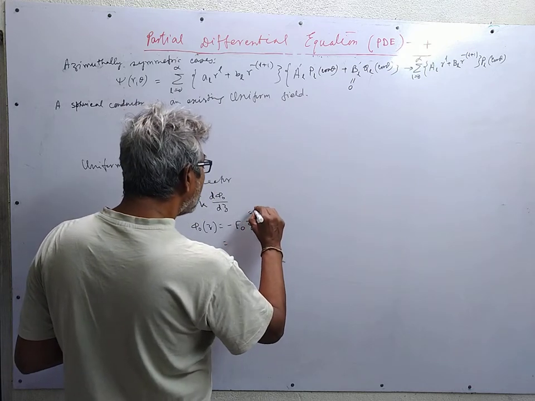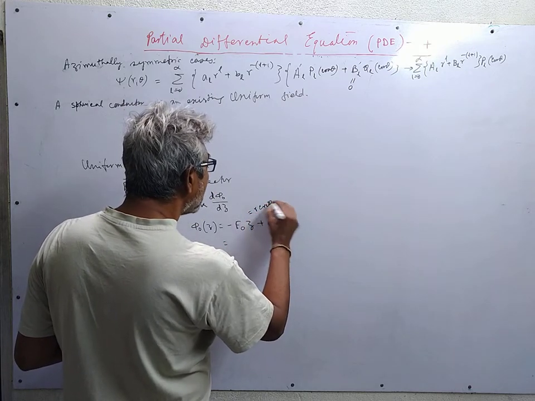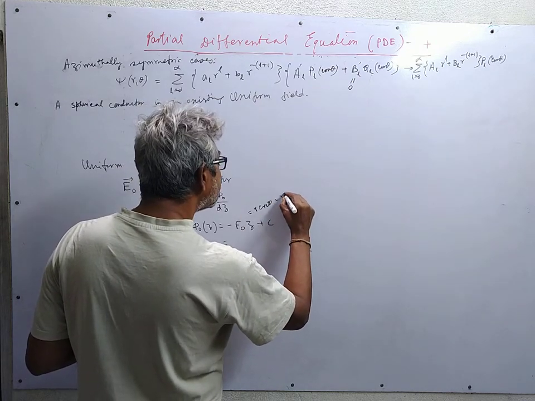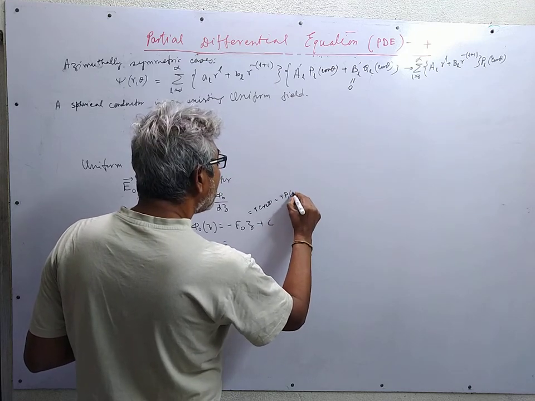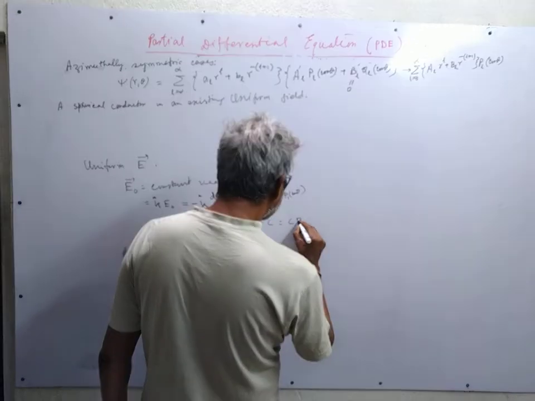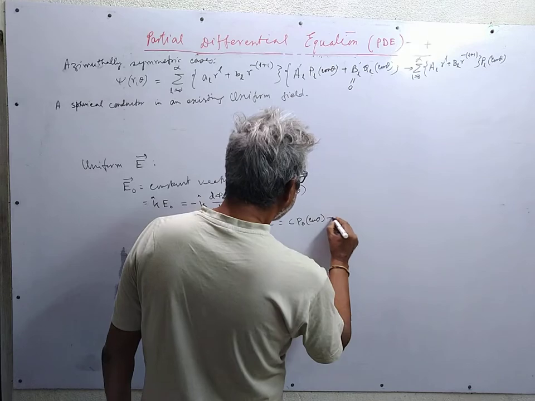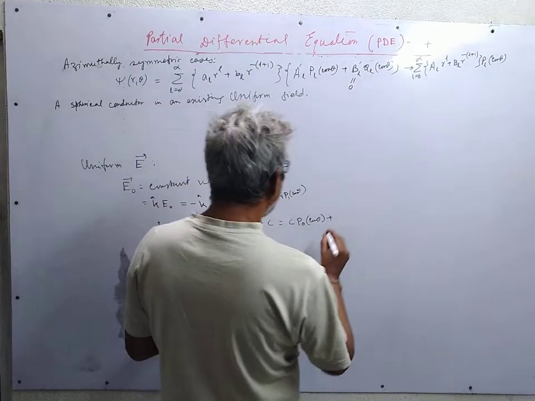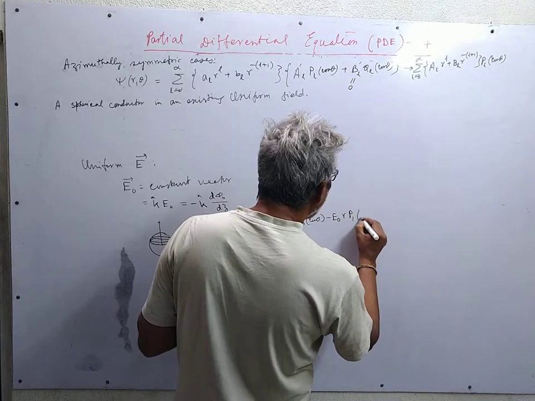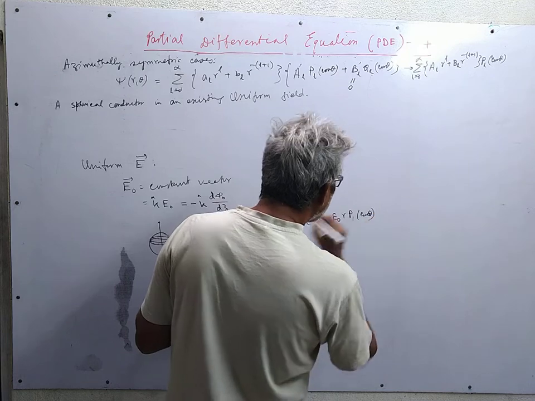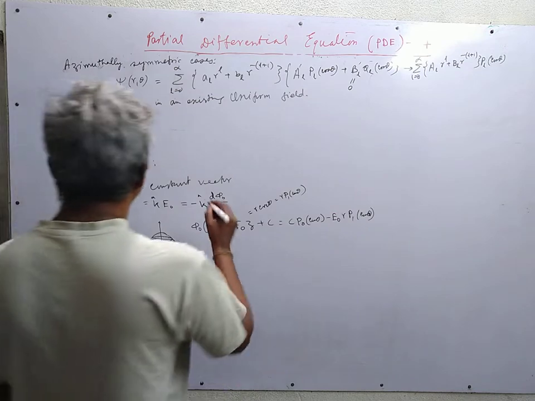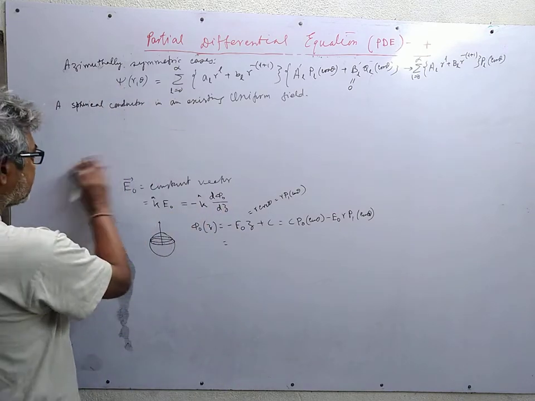If we recall that z is equal to r cos theta, and cos theta is P1, the Legendre polynomial of order 1, so this is P1 of cos theta, we can write it as c times P0 of cos theta, because P0 of cos theta is 1, minus E0 r P1 of cos theta. This is the potential corresponding to the uniform field. So our geometry is like this.